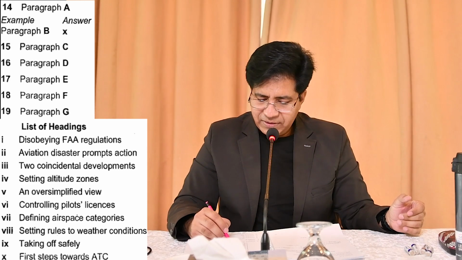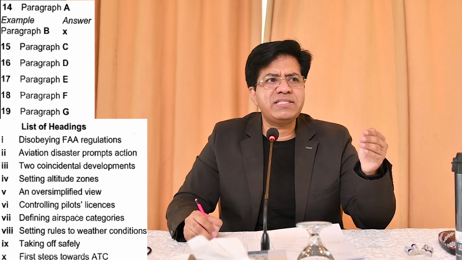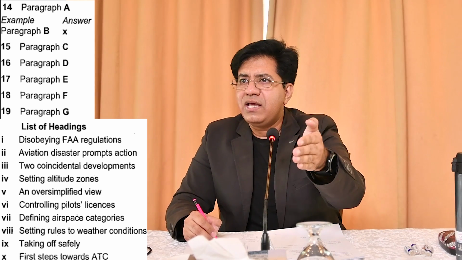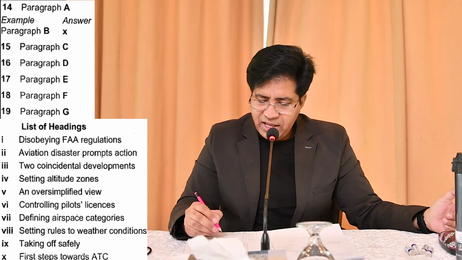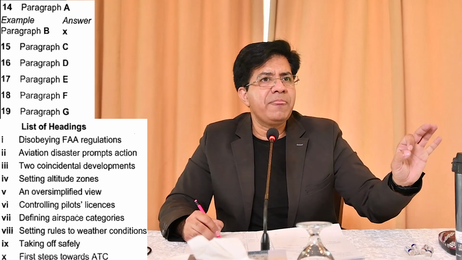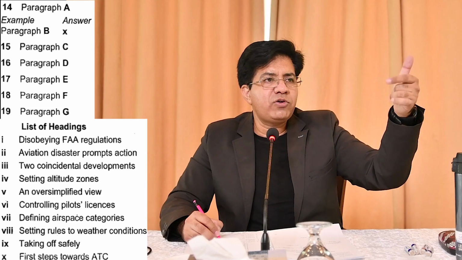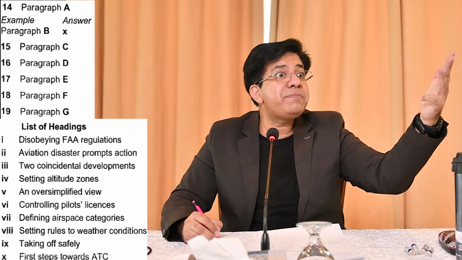Heading number 7. Defining airspace categories. Very simple. For categories, they can use the words class A, class B, class C, or category A, category B, category C, or any other thing like that. Heading number 8. Setting rules to weather conditions. Very simple. For weather condition, when they talk about airline, they will talk about rain. They will talk about storm. Important thing, they will talk about fog. They will talk about visibility.